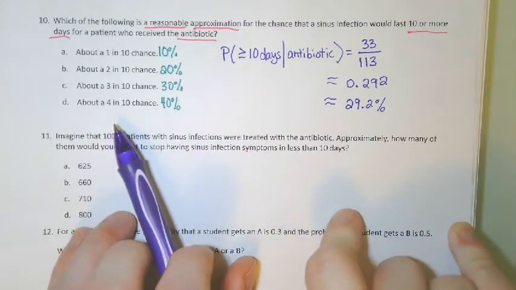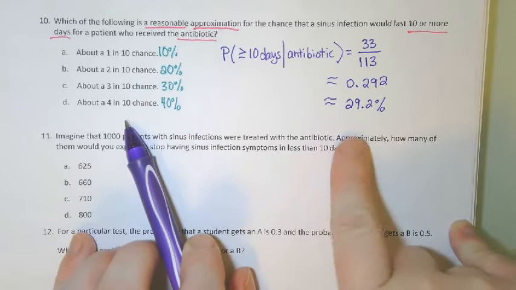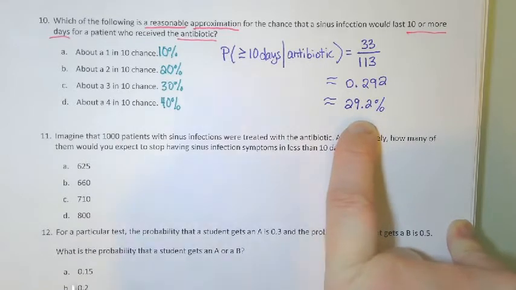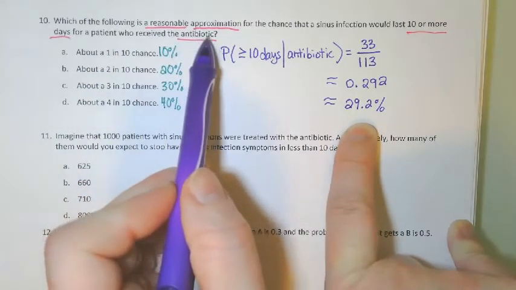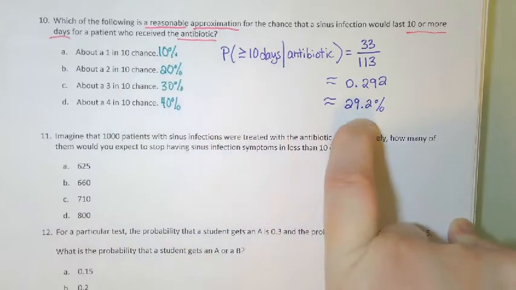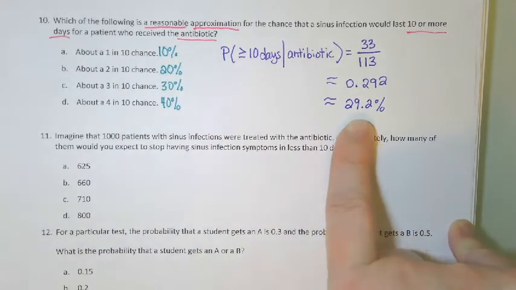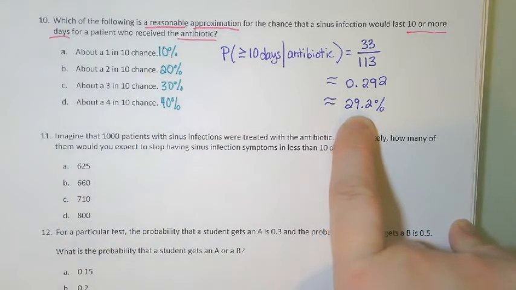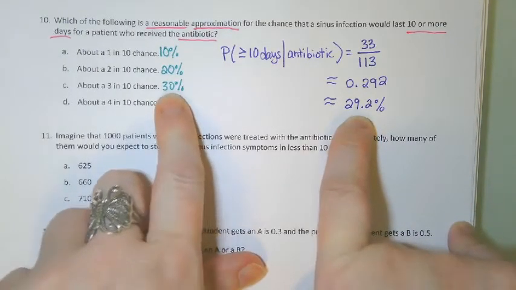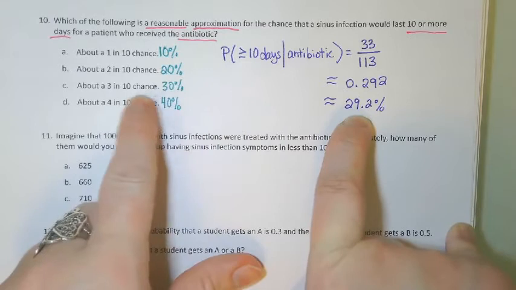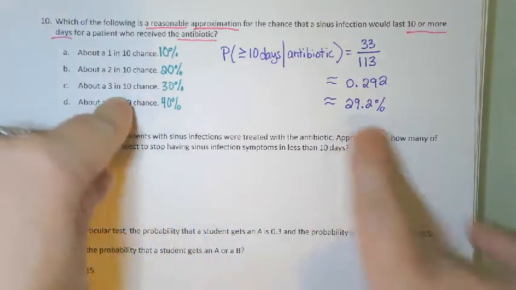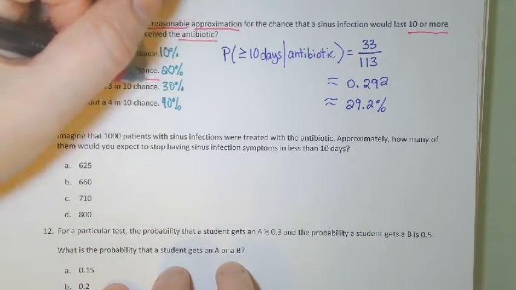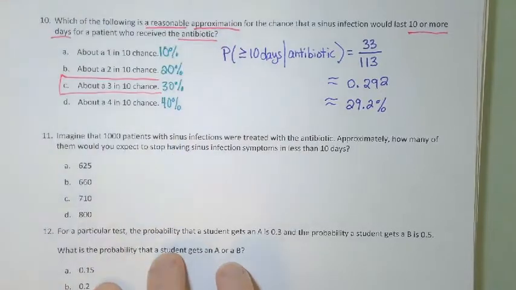So if I look back at my answer choices, there is not a choice that is exactly 29.2%. But again, they're asking which would be a reasonable approximation. So we're just looking for which choice is closest. So the answer choice closest to 29.2% would be 30%. So a reasonable approximation would be about 3 in 10 chance. So the correct answer for number 10 is C.